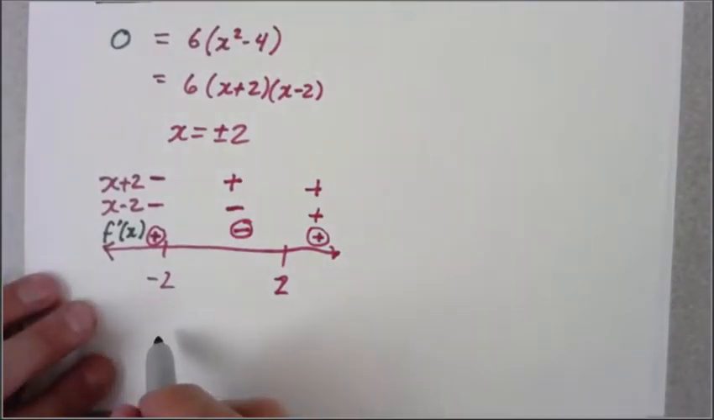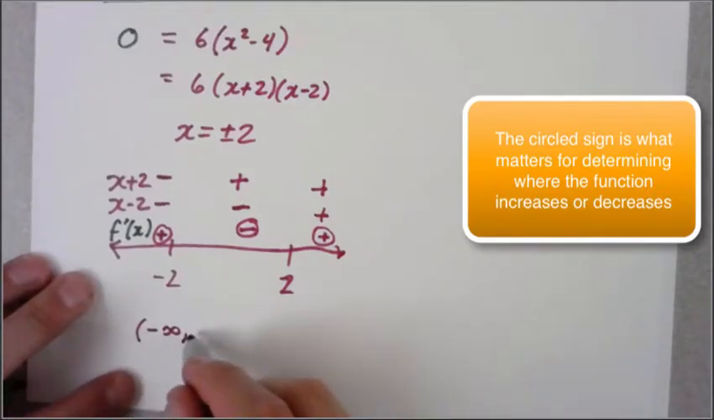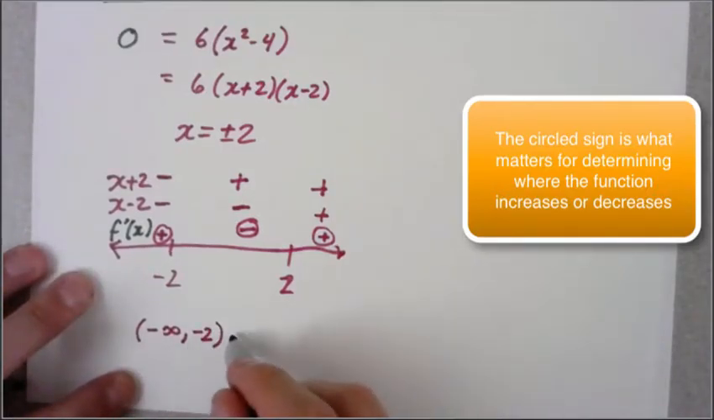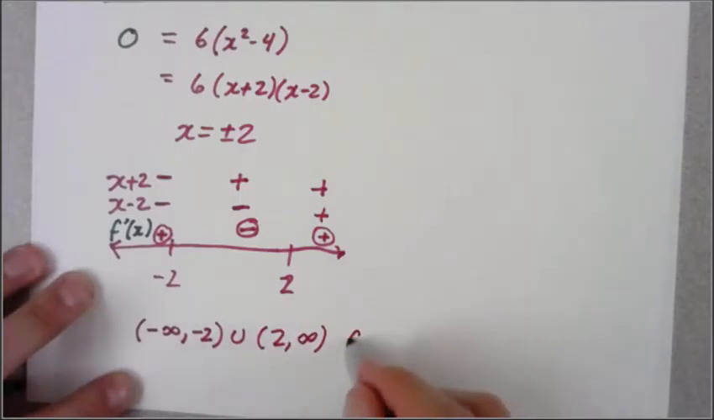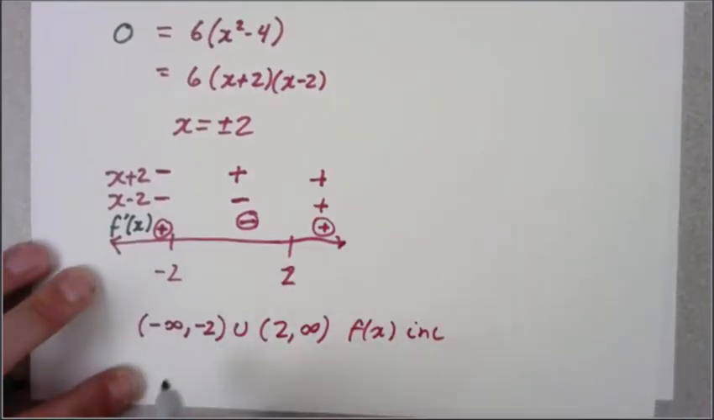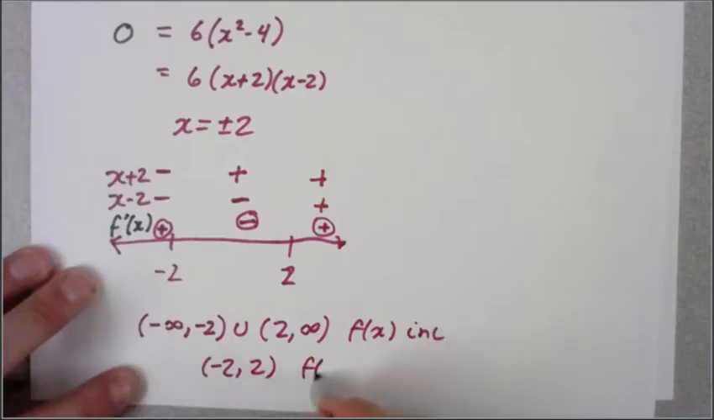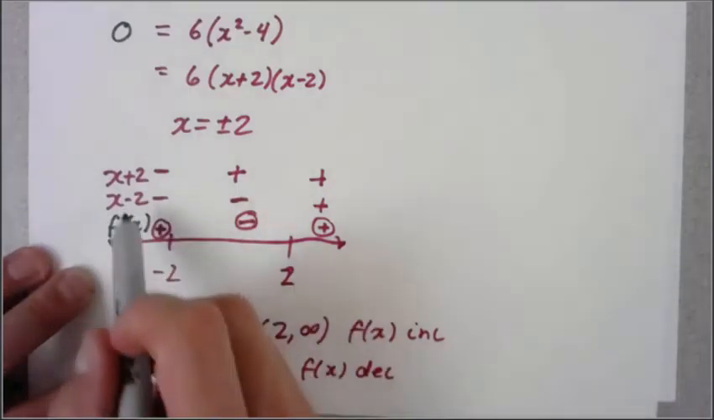From negative infinity to negative 2, and from 2 to infinity, f of x increases. And in between, from negative 2 to 2, f of x decreases. So there we go on the first example. We made a nice little number line.